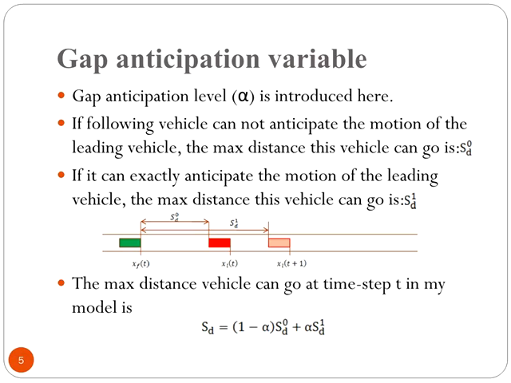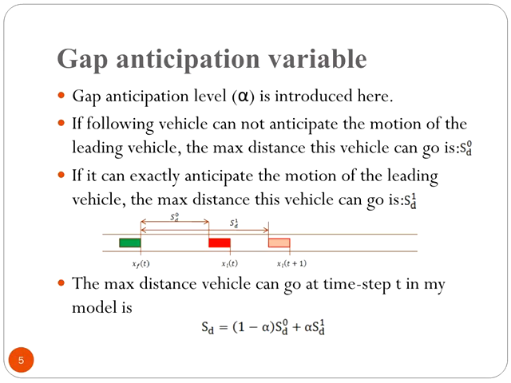When the following vehicle can exactly anticipate the motion of the leading vehicle, then the following vehicle can drive with a maximum distance of SD1. The available gap is longer, but the usual case is that people can anticipate the motion of the leading vehicle, but not perfectly. So we introduce alpha to be the gap anticipation level, and weight it to get the anticipated available gap SD here. So SD is used as the actual available gap and determines the driving behavior of the following vehicle.